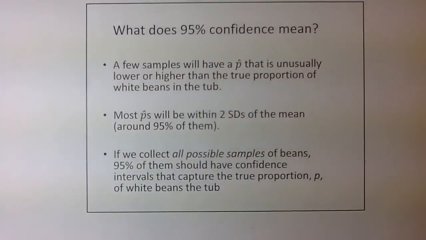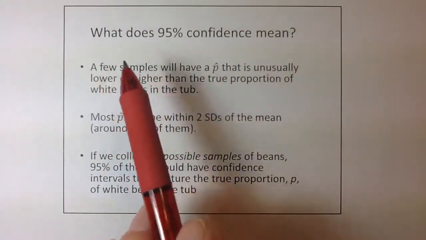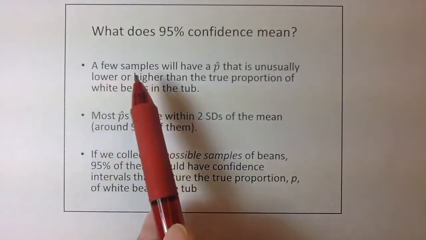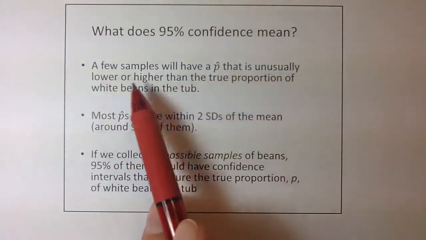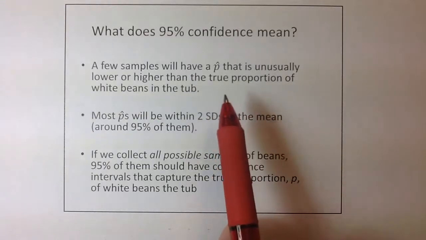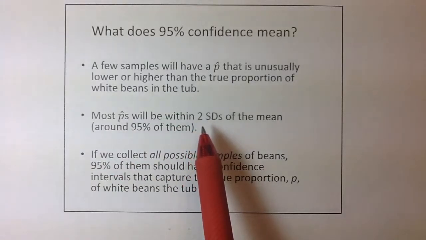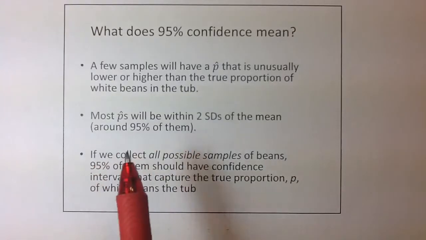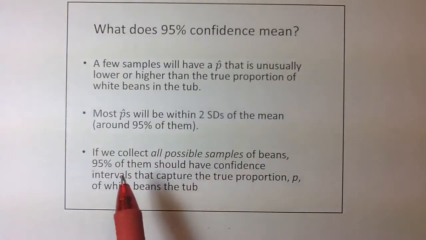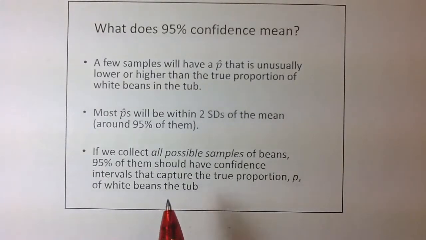The picture of that in the textbook, well, I'm going to skip, hold on, let's do this first. So big ideas are that a few samples will have a p-hat that is unusually lower or higher than the true proportion of white beans in the tub. So we saw those two in the picture that I just drew. Most p-hats will be within 2 standard deviations of the mean, about 95% of them to be exact. Well, to be close to exact. If we collect all possible samples of beans, 95% of them should have confidence intervals that capture the true proportion of white beans in the tub.